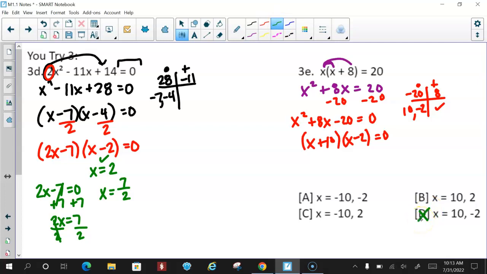Those who just want to go ahead and switch it up, or just immediately go to the answer, remember, because it's equal to 0, that is x plus 10 is equal to 0. That is x minus 2 is equal to 0. So you have to subtract the 10. So that gives you negative 10. So I know it's not B, because I need negative 10. But here you need to add 2, or positive 2. So I have negative 10 and positive 2. So you should have gotten C.